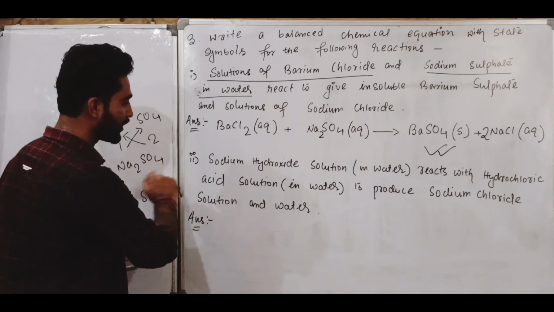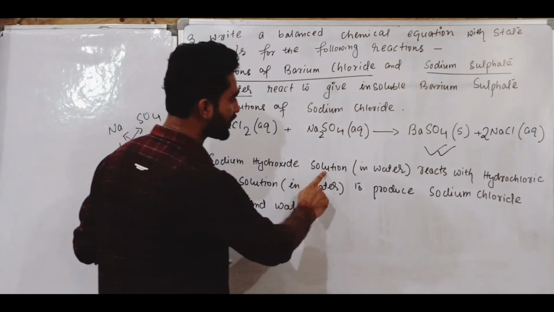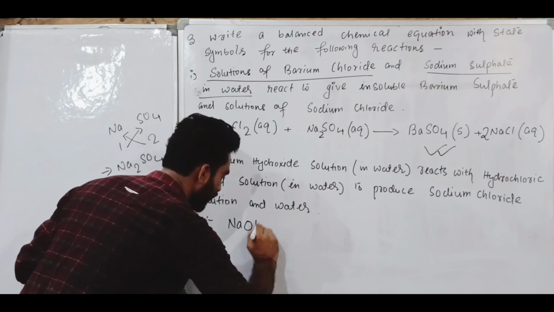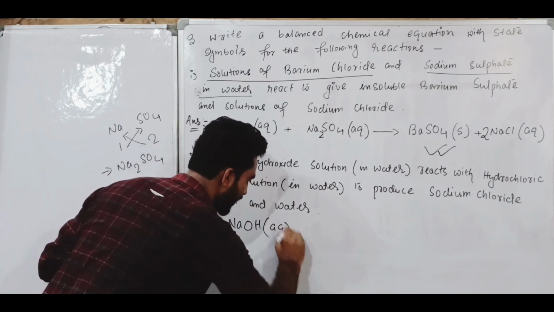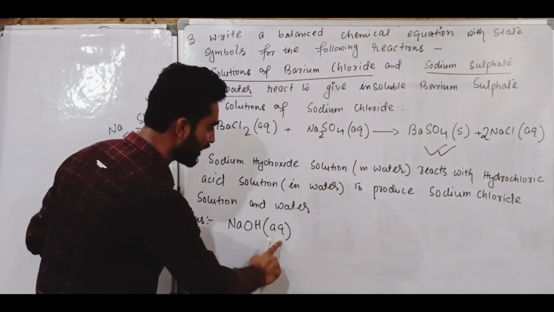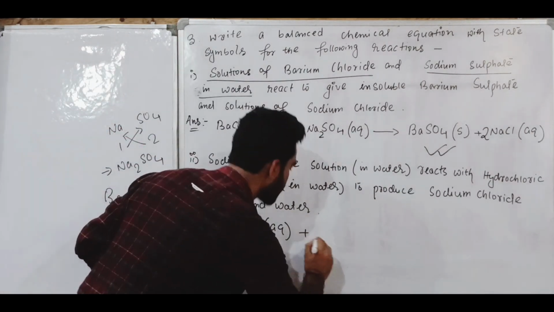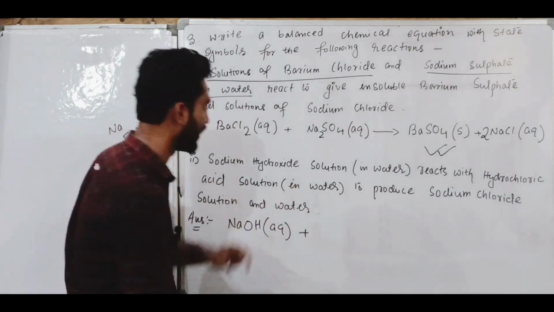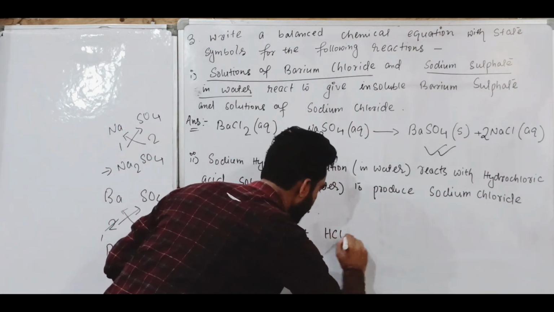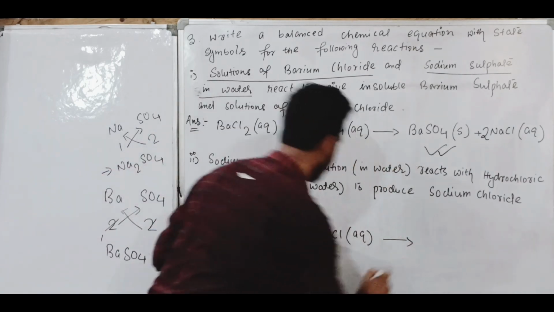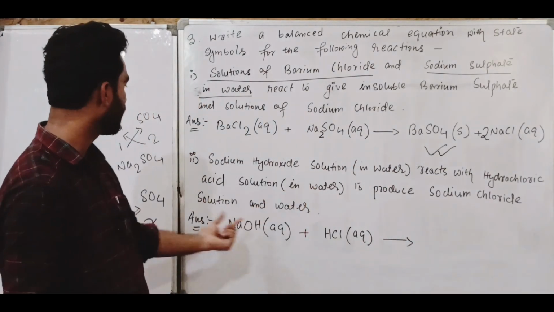Now let's see question number 2. Sodium hydroxide solution in water. That means NaOH in aqueous medium. Means NaOH is dissolved in water. AQ means aqueous solution. Reacts with what? Hydrochloric acid in water. That means HCl in water. They reacted and they formed what? Sodium chloride solution.